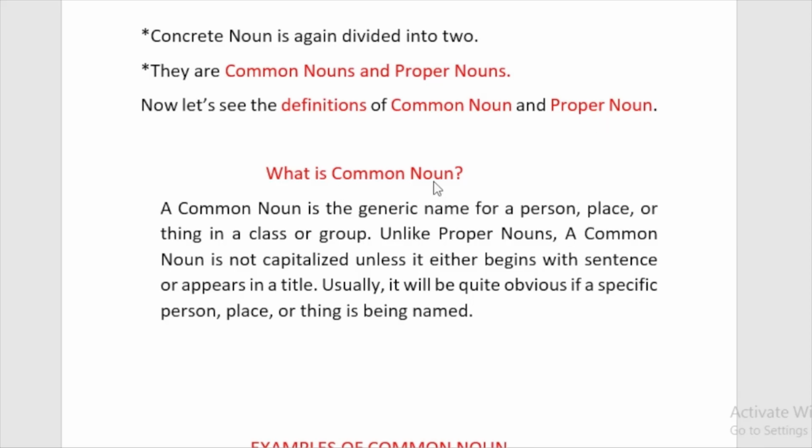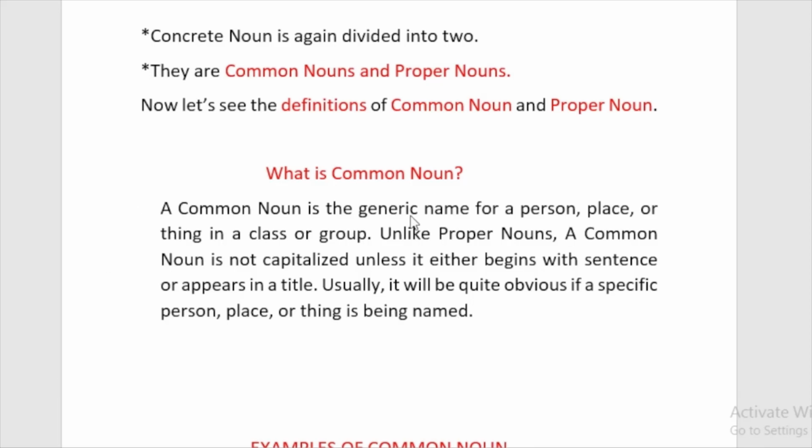What is a common noun? First we are going to see the definition of common noun. A common noun is a generic name of a person, place or thing in a class or group. Unlike proper nouns, a common noun is not capitalized unless it either begins a sentence or appears in a title. Usually it will be quite obvious if a specific person, place or a thing is being named.